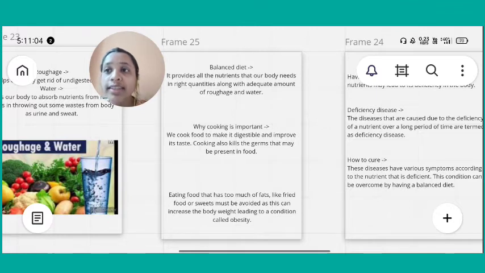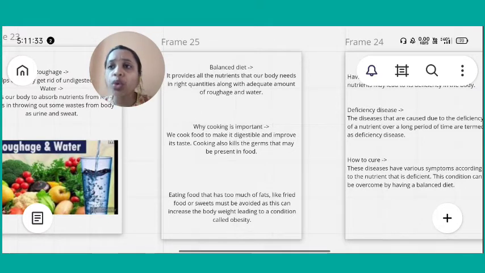So what is a balanced diet? It provides all the nutrients that our body needs in the right quantity, along with an adequate amount of roughage and water. It is the combination of food items required by our body so that all the nutrients get to our body. And why is cooking important?